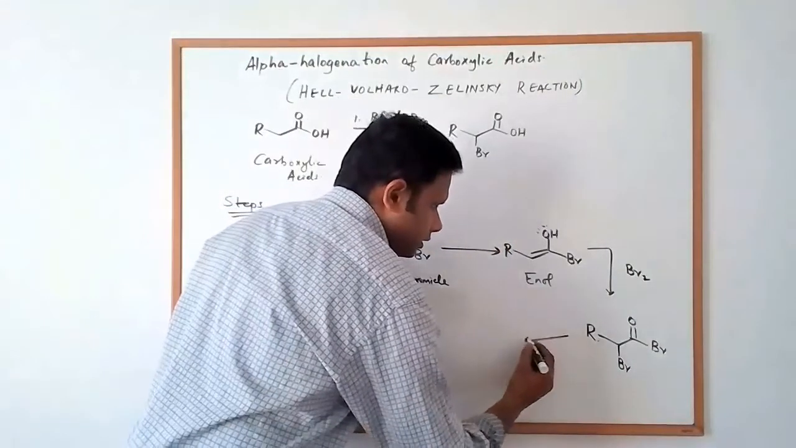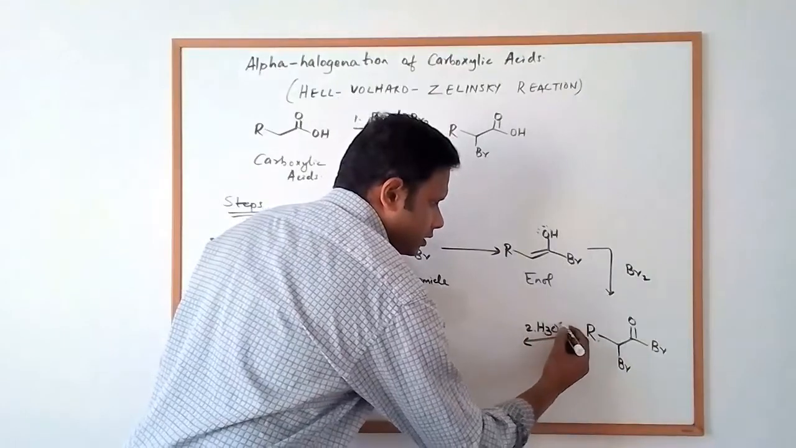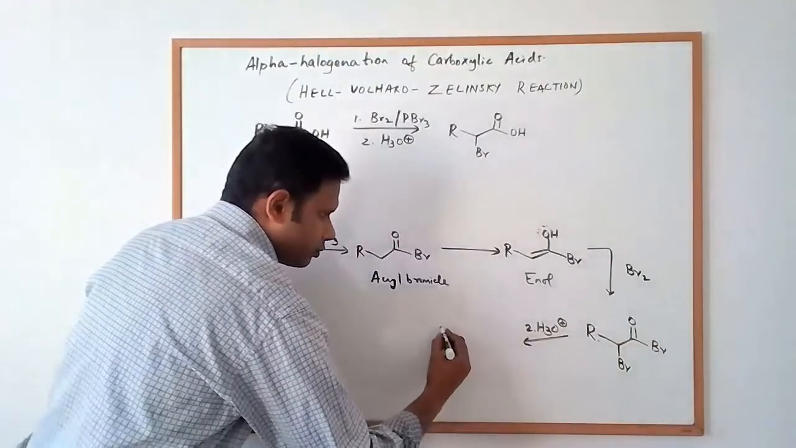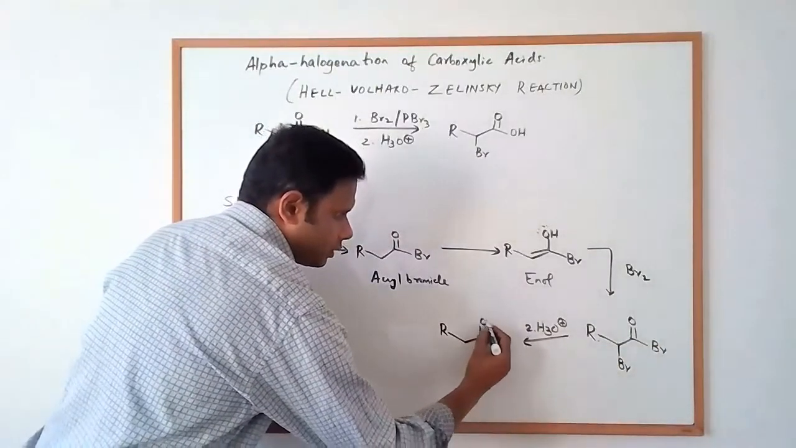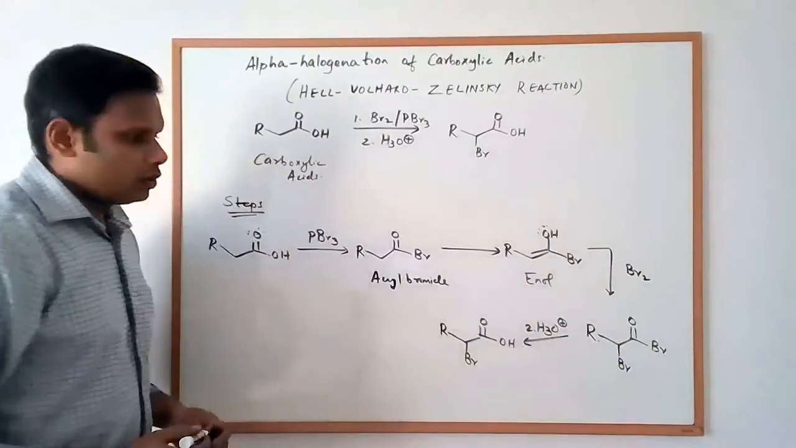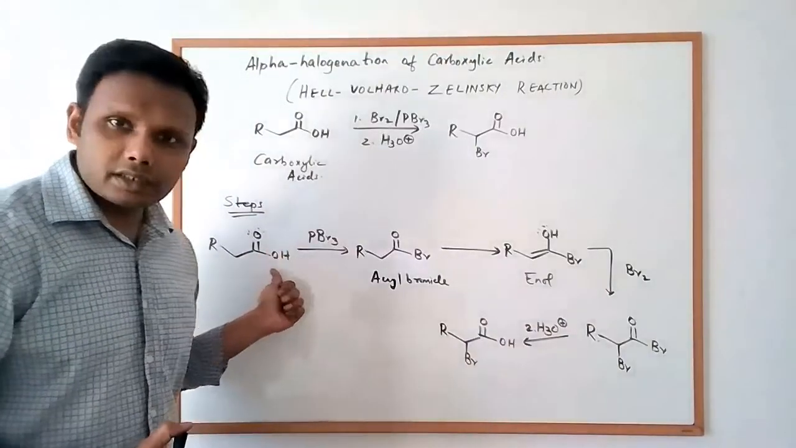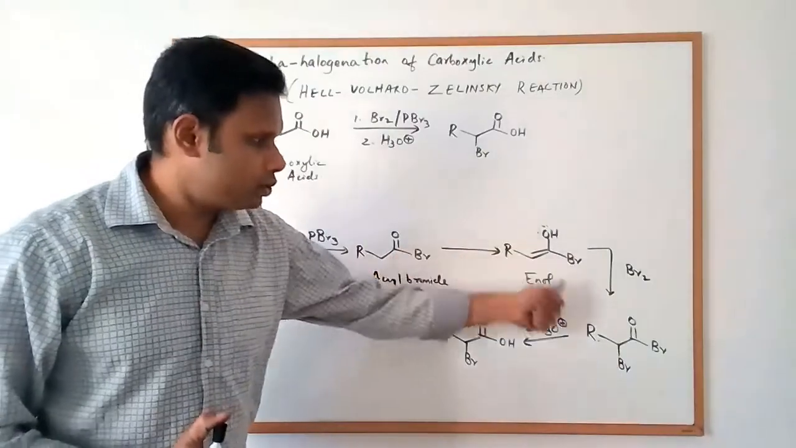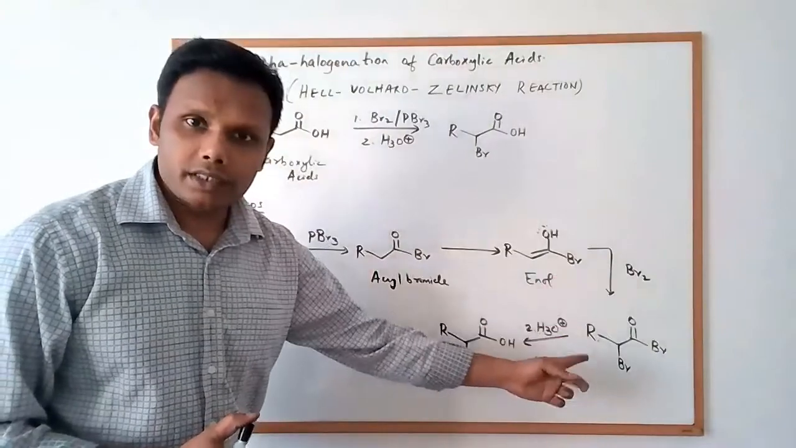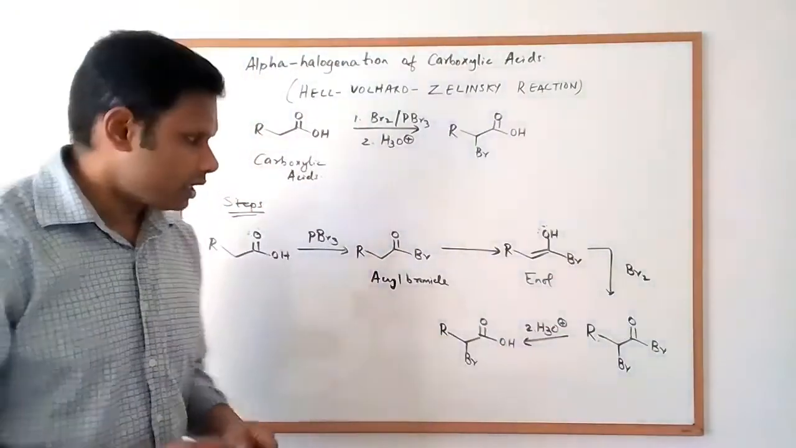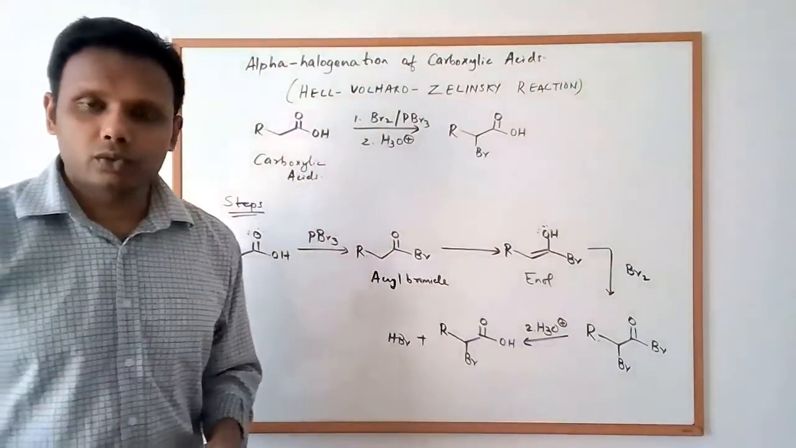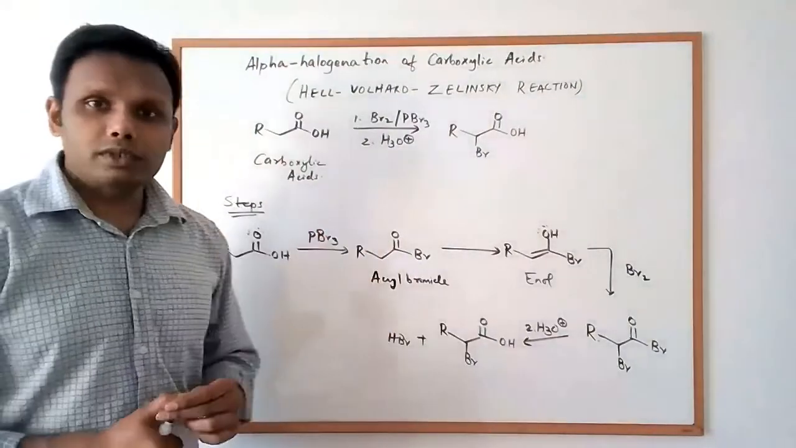And then finally, when you do the acidic hydrolysis, it converts the acyl bromide, which is a very reactive compound, into the carboxylic acid. So you first convert the carboxylic acid into the acyl bromide so that you can do the alpha halogenation. And then when you're done with the alpha halogenation, you hydrolyze the acyl bromide back to the carboxylic acid. And this should essentially give you HBr also as a byproduct. So that's the Hell-Volhard-Zelinsky reaction.